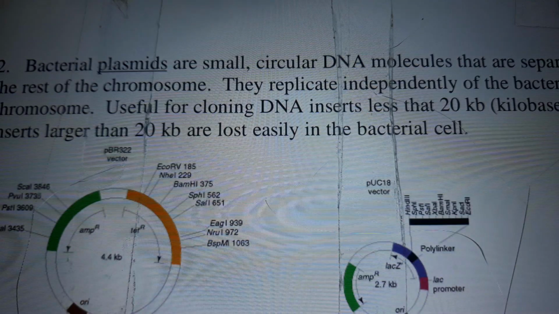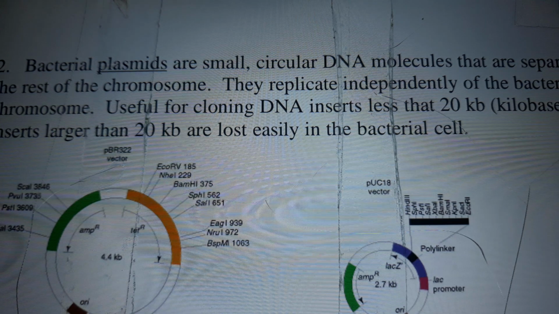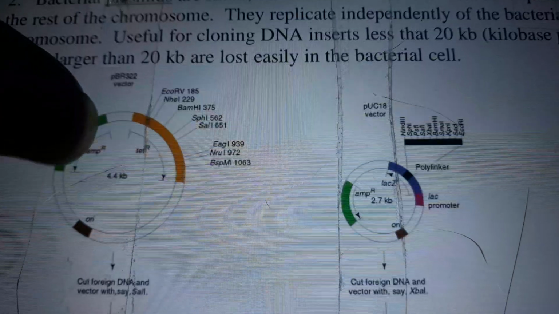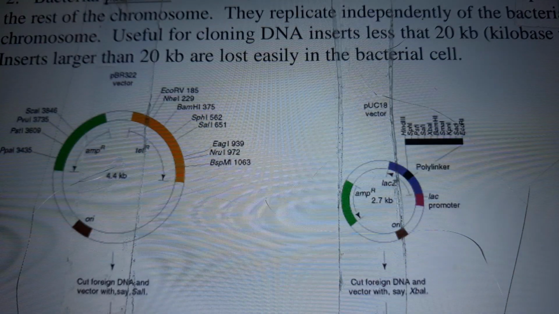Bacterial plasmids are small, circular DNA molecules that are separate from the rest of the chromosome. They replicate independently of the bacterial chromosome, which is useful for cloning DNA. Inserts are less than 20 kilobase pairs. Inserts larger than 20 kilobases are lost easily in the bacterial cell.